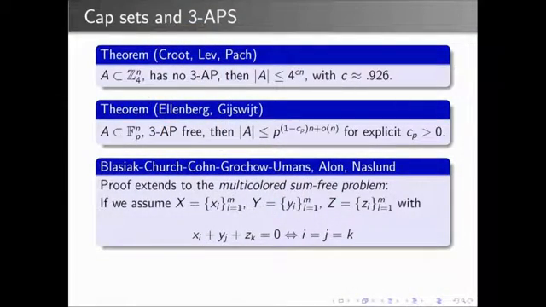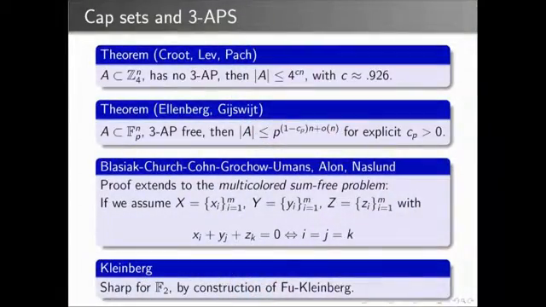Later, Blasiak-Church-Cohn-Grochow-Umans, independently Alon, and independently Naslund showed that this proof extends to the multicolored sum-free problem. So what is the multicolored sum-free problem? Assume that we have 3 different sets, X, Y, and Z, which are indexed, and 3 elements, one from each of the sets, sum to 0 if and only if they're indexed by the same number. Then we have the same bound on M as in this theorem.